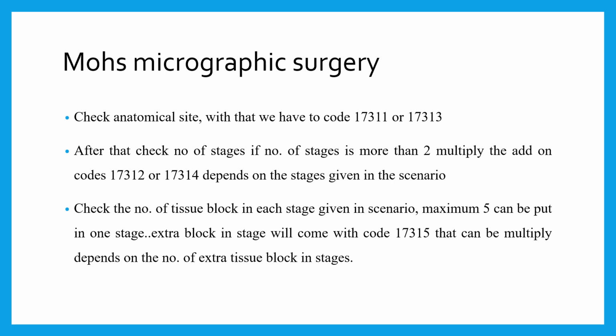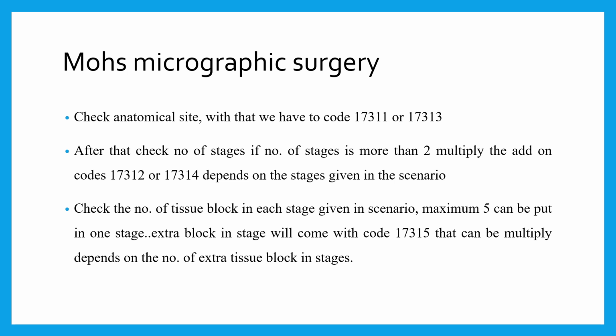Okay, so first you need to check for the anatomical site. After that check for the number of stages. If the number of stages is more than 2, multiply the add-on codes 17312 or 17314 depending on the stages given in the scenario. So whenever you start coding a Mohs micrographic surgery case, first you need to check the anatomical site. Based on that, you decide whether 17311 or 17313 is the right code. After that, check for the number of stages. If the number of stages is more than 2, multiply the add-on codes. That is, you should add the add-on codes 17312 or 17314 depending on the stages.